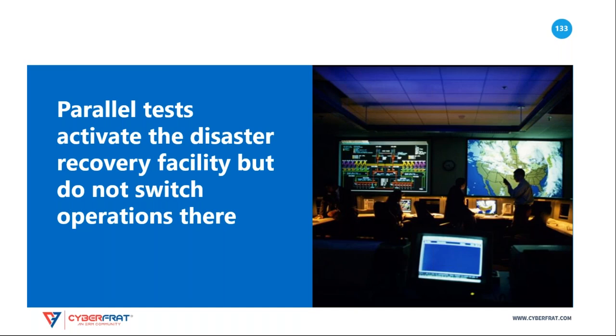The final test, the full interruption test, is the most effective type of disaster recovery testing, but it is also the most disruptive to normal operations. The business simulates a disaster by actually shutting down the primary site and attempting to operate out of the alternate facility. This type of test will highlight any deficiencies in the plan, but may also have an adverse effect on the business. For this reason, full interruption tests are rare in practice.